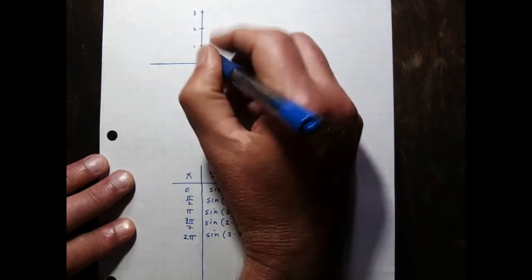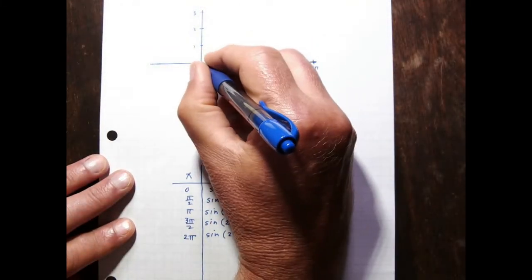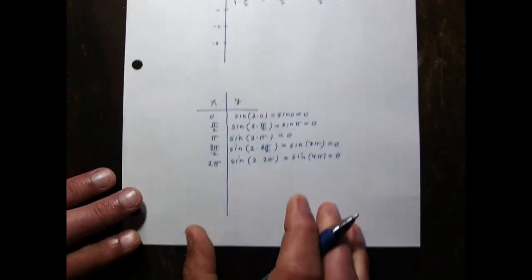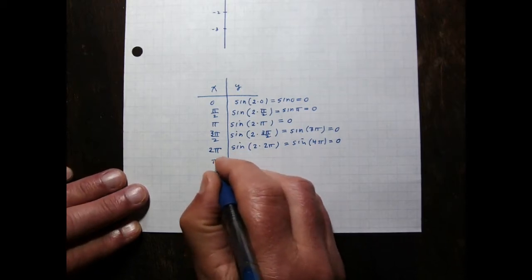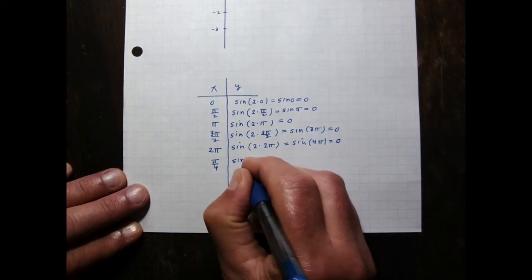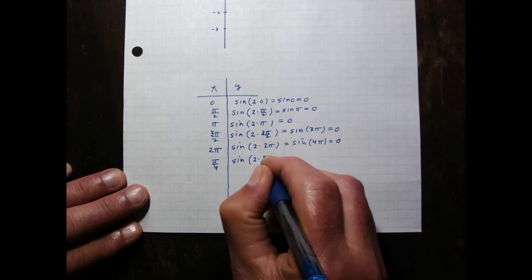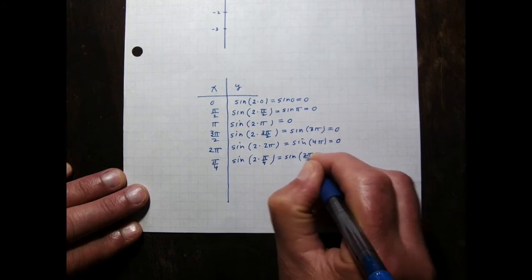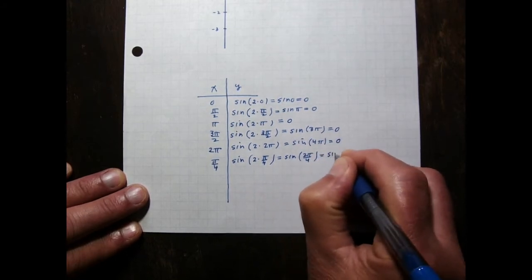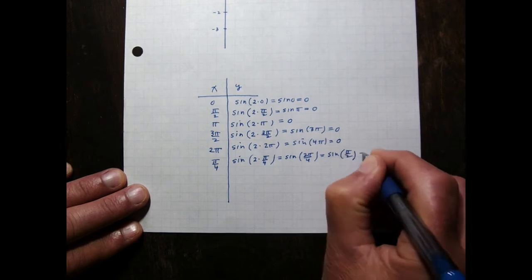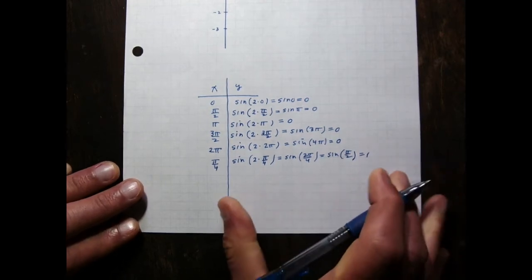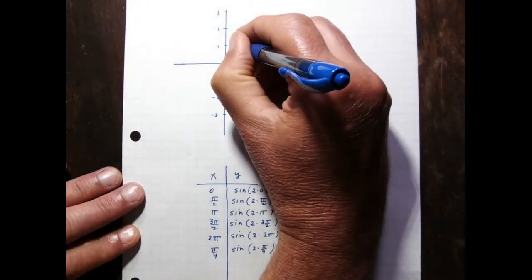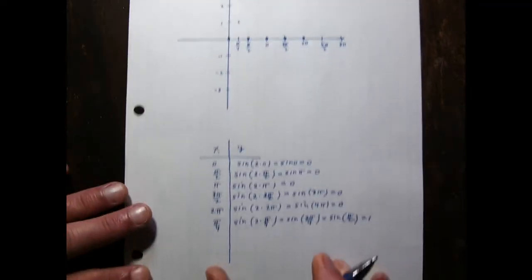So for instance, halfway in between 0 and pi over 2 is pi over 4, right? That's like 45 degrees. So what happens if I plug in pi over 4 into this function? I get sine of 2 times pi over 4, but sine of 2 pi over 4 is the same as sine of pi over 2, and that's 1. So, aha, we finally got something other than 0 here. If I go up to the graph, at pi over 4, we're 1 unit up.